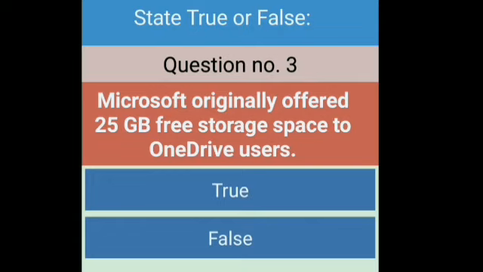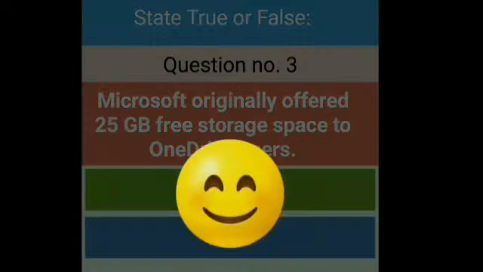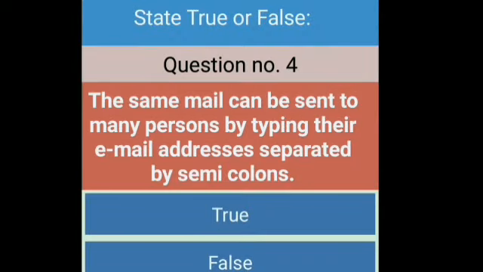Third question: Microsoft originally offered 25 GB free storage space to OneDrive users. Yes, this is true. Right answer. Question number 4: the same mail can be sent to many persons by typing their email addresses separated by semicolon. As we know, we can send the same mail to many people by separating their addresses using the comma, not by semicolon. So this is false.